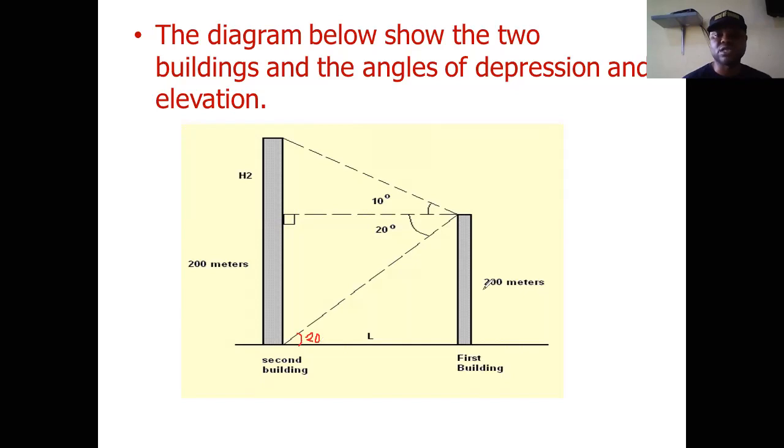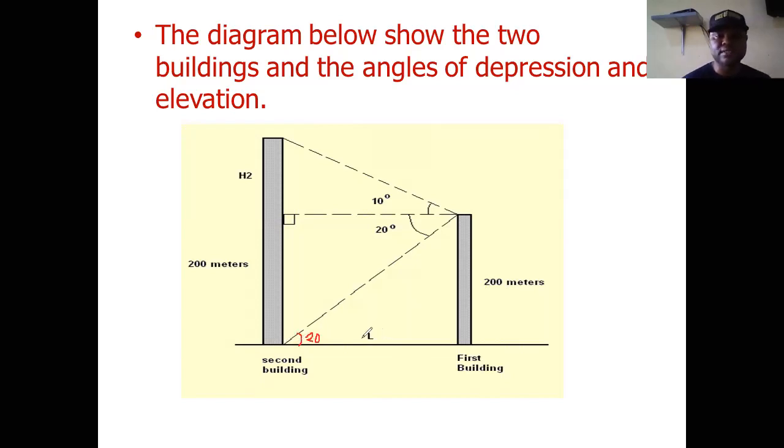So we are going to say opposite over adjacent to get L. Opposite over adjacent, which is tan 20 equals 200 over L. So just cross multiply and get your L. When you do that, your L will be equal to 200 divided by tan 20.